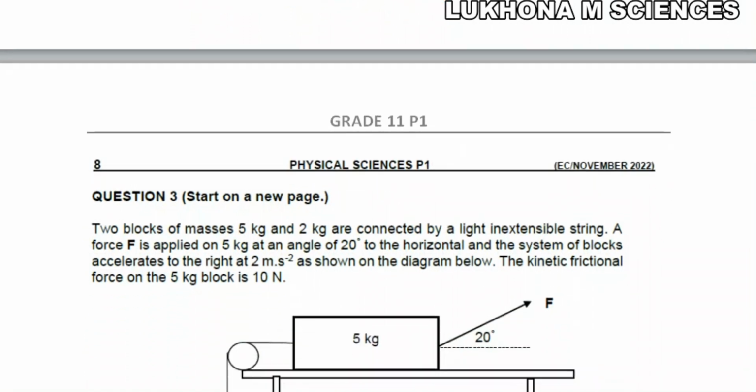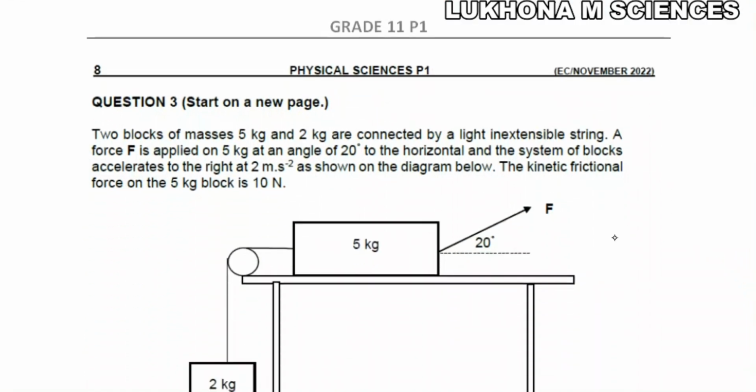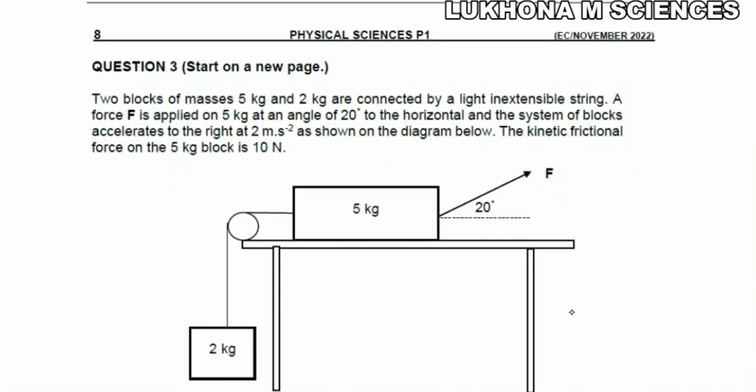Oh, it's question number 3. Question number 3 is Newton's laws. Two blocks, one of 5 kg and another of 2 kg, are connected by a light inextensible string. A force F is applied on the 5 kg block at an angle of 20 degrees to the horizontal, and the system of blocks accelerates to the right at 2 meters per second squared. The kinetic frictional force on the 5 kg block is also given, 10 newtons.